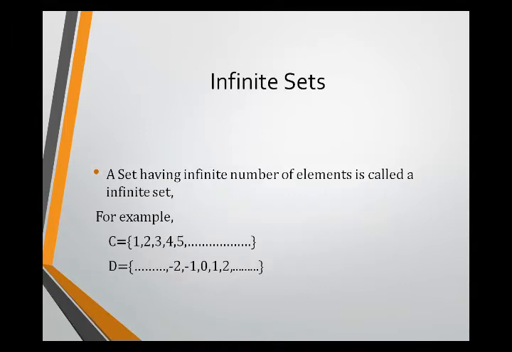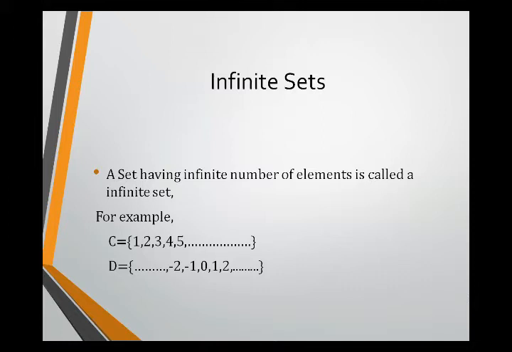The next one is infinite sets. A set having infinite numbers of elements is called an infinite set. We cannot find the number of elements in an infinite set. It means that we don't know about the last number of this counting. Here are the examples. C equals 1, 2, 3, 4, 5, and there is no last number right here because we don't know about the ending of this counting.